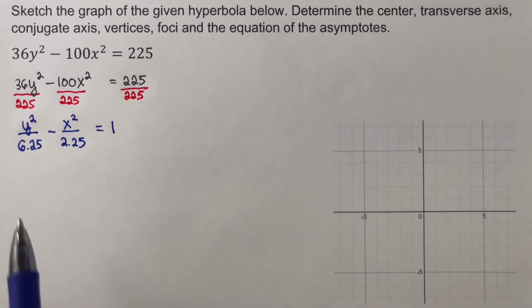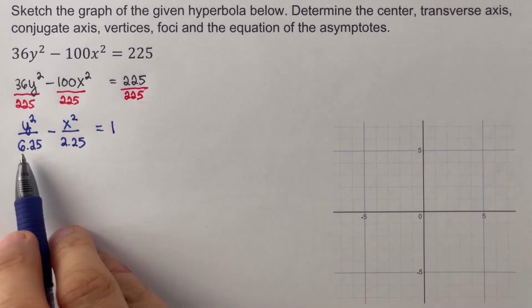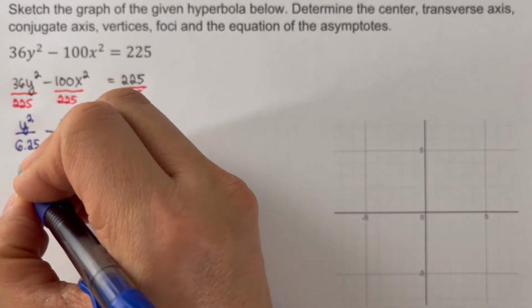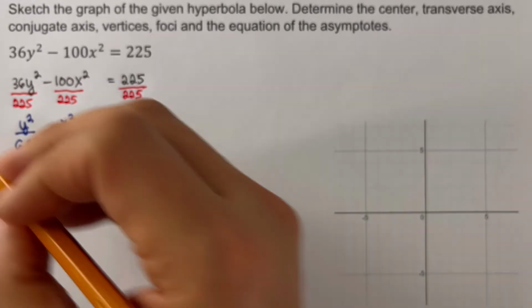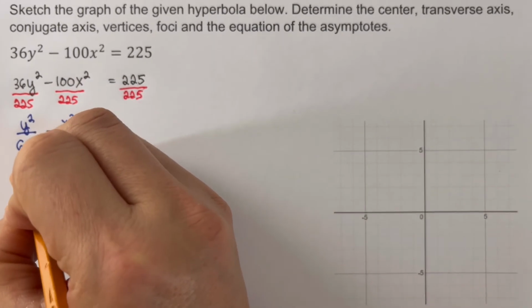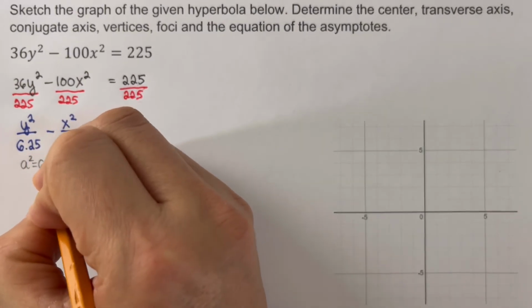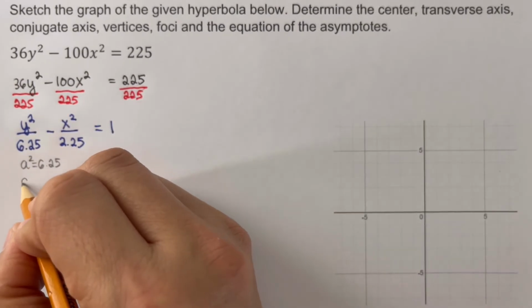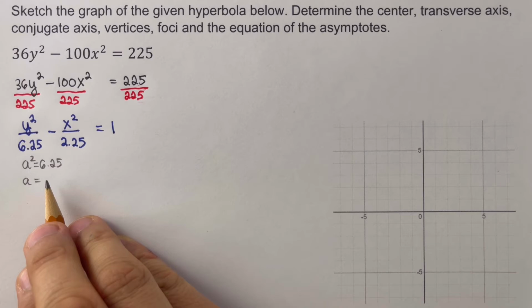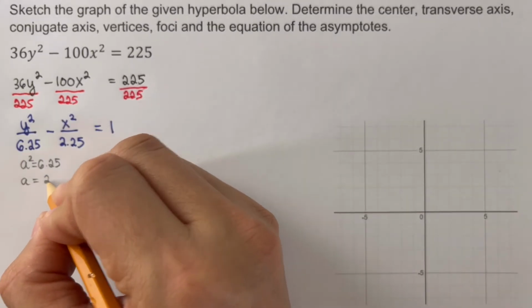As you can see, this is already in standard form. So from this given equation, our a squared is 6.25. I can write that down here. So a squared is 6.25. Then our a value is the square root of 6.25, which is 2.5.